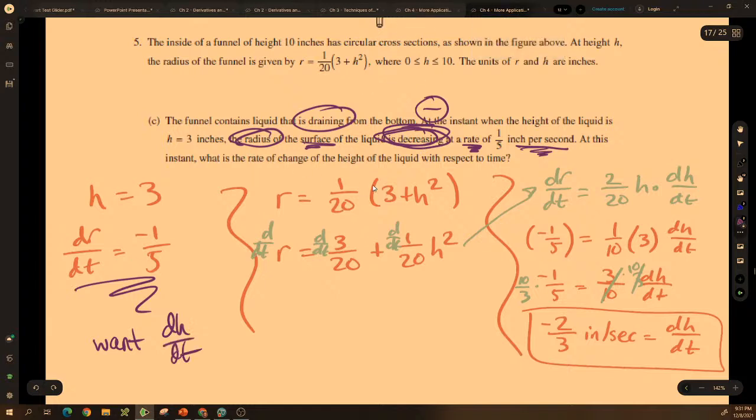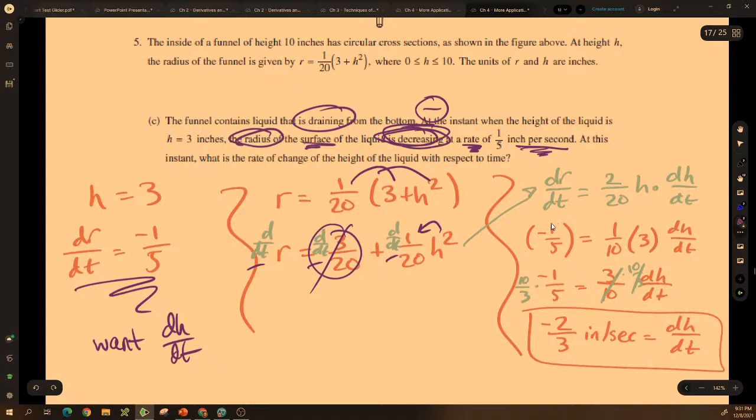So now we have r equals 1/20th times 3 plus h squared. I can take the derivative of this. I'm just not quite ready because of the way it's written. So I'd prefer to distribute first. That way I don't have to worry about that weird 1/20th in front. So that's r equals 3/20ths plus 1/20th h squared. And then we're going to do d dt to all of those terms. So we get dr dt equals, this derivative goes to 0, and bring the 2 down, 2/20ths h dh dt.